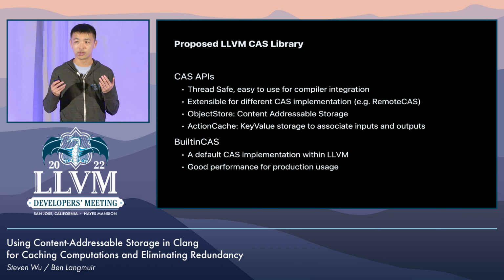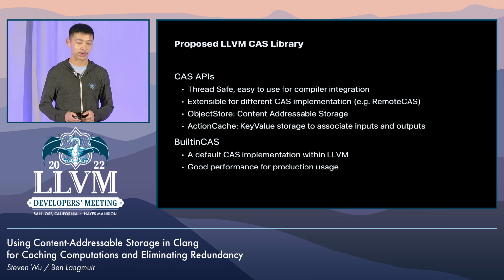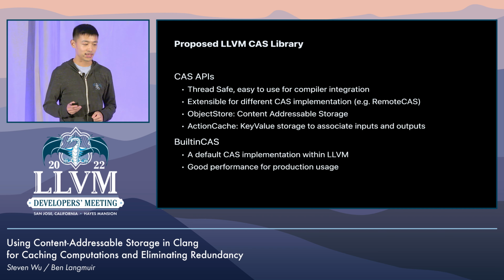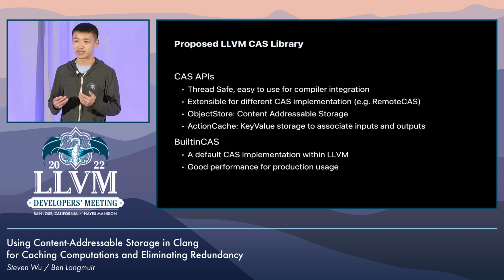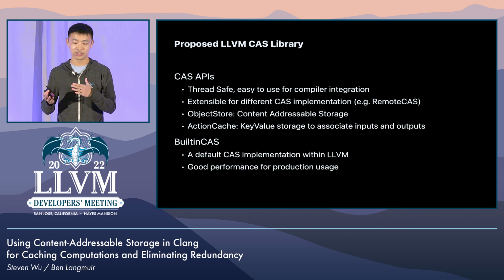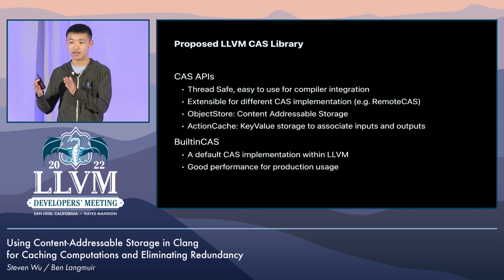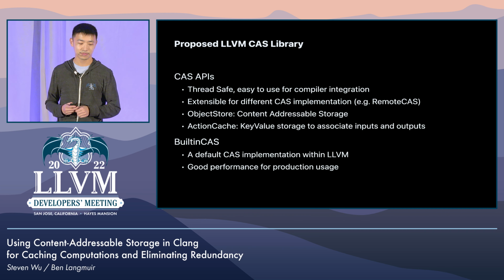Now, let's talk about our proposal and our proposed CAS library. The libcas we propose has two main components. The first part of it is a collection of CAS APIs. They're designed to be easy to use for compiler integration and can also be extended to use different CAS implementations, like a remote CAS. It has an object store class, which is the interface you use to load and store objects from a CAS, and also an action cache class, which is a key-value storage, which you can use to associate inputs and outputs of computations if you can express them inside a CAS context.